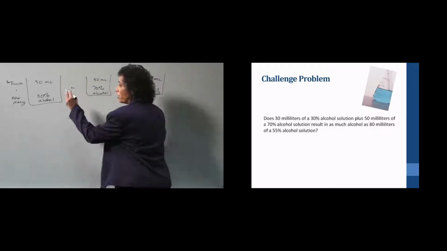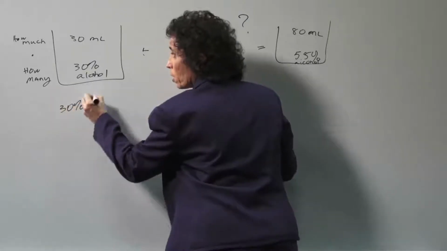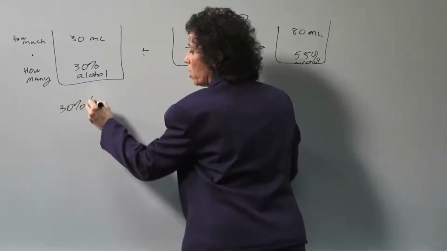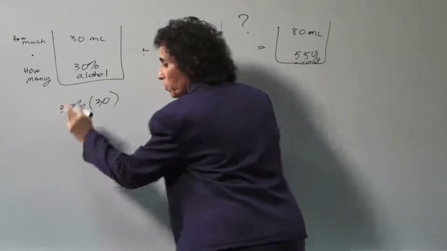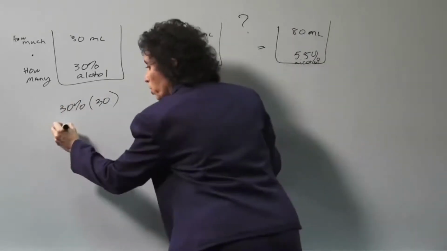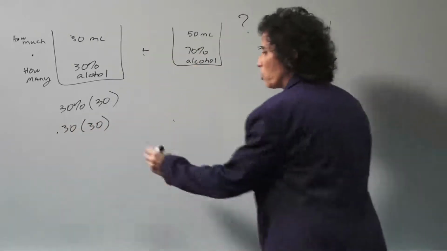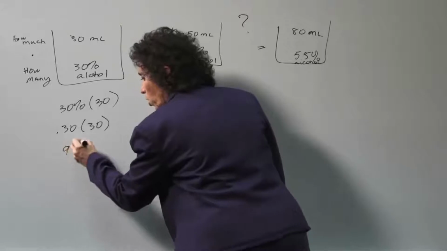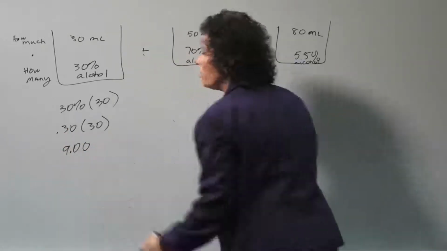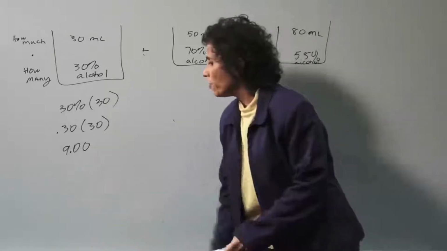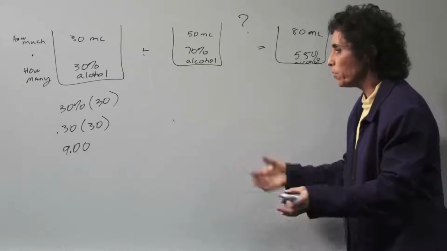I know that if I have a 30% alcohol solution, 30% of 30 milliliters, that's what I have to do. Well, to make 30%, remember we have to change the percent to a decimal, so that's 0.30 times 30. 0.30 times 30 is 900, two places, so that's 9. So really we have 9 milliliters of alcohol. That's all we have of alcohol, 9 milliliters.